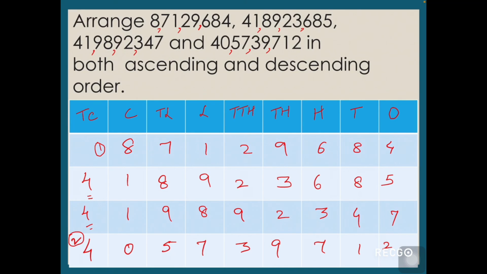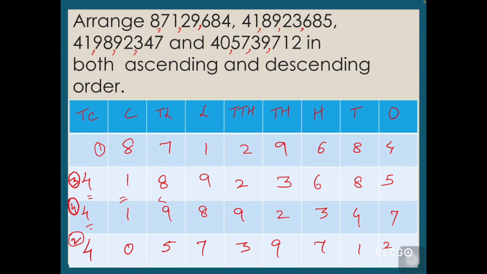Now if I compare these two numbers, second and third, 4 is the same, 1 crore is also the same. Now here you see, 8 is smaller than 9. That means 80 lakh is smaller than 90 lakh. So my next smaller number will be this, and then this will be the greatest number. If I write in the ascending order, I will write first 8 crore, then 40 crore, then 41 crore 89 lakh, and last 41 crore 98 lakh.